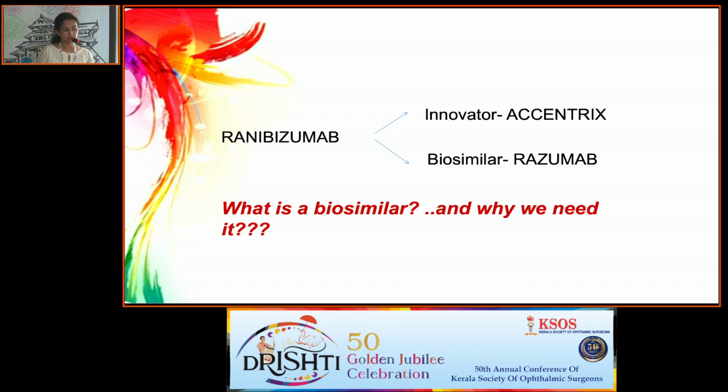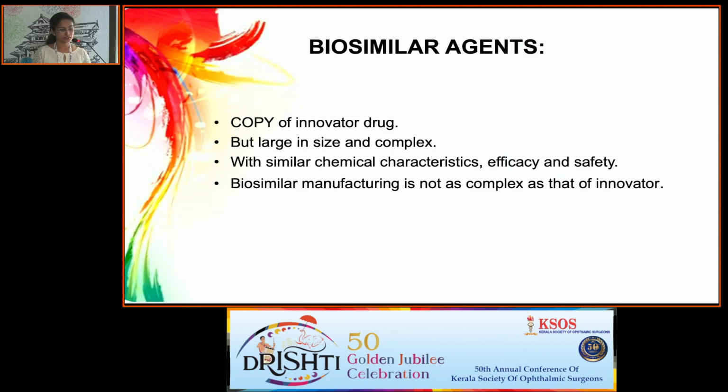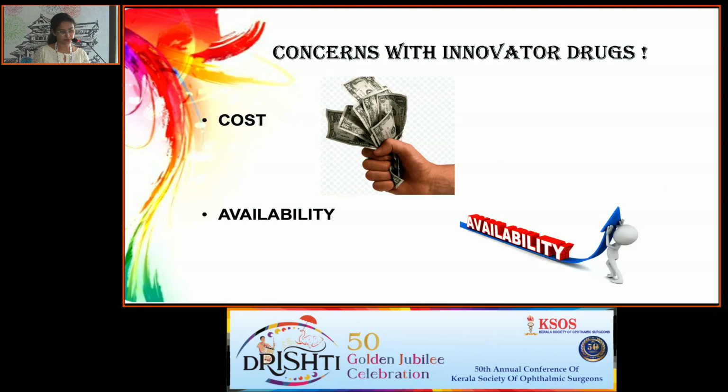So what is a biosimilar and why do we need a biosimilar? A biosimilar is a copy of the innovator drug, which is large in size and complex, with similar chemical characteristics, efficacy, and safety. Biosimilar manufacturing is not as complex as that of the innovator, so it's comparatively cheaper than innovator drugs. So what are the concerns with innovator drugs? First one is cost. As I told, it's costlier than the biosimilar agents. Then availability. As we know, anti-VEGF is also useful in other common conditions like diabetic edema. It's always better to keep some alternative drugs to increase the availability of the drugs.